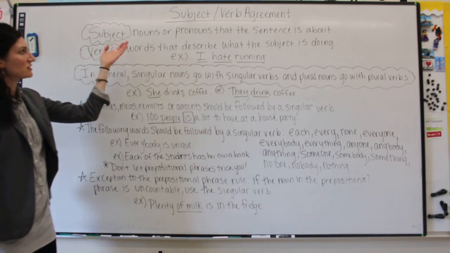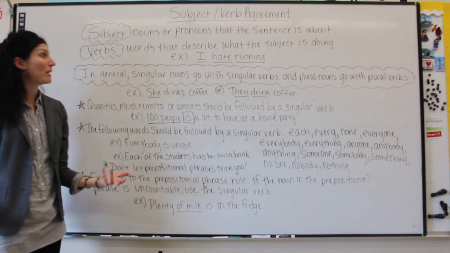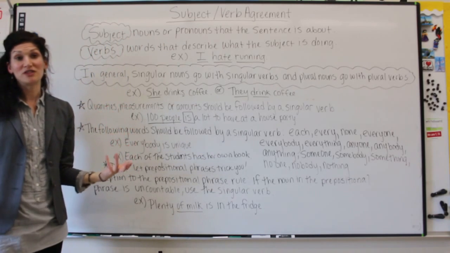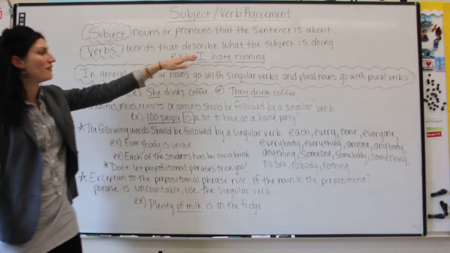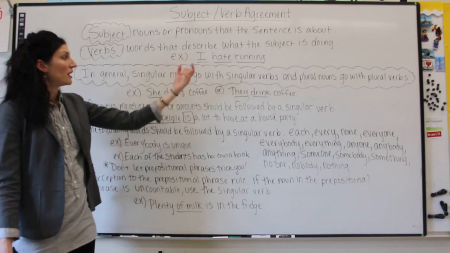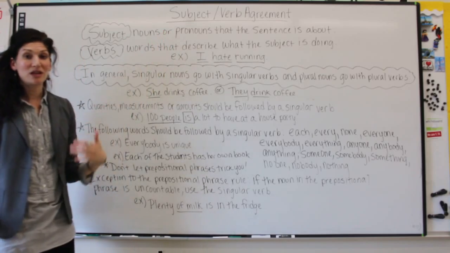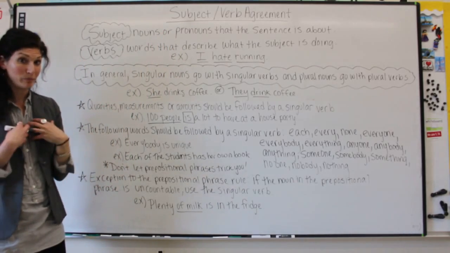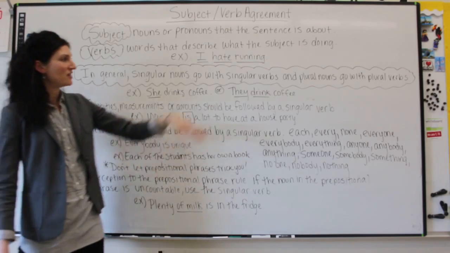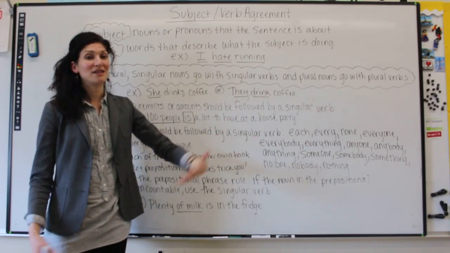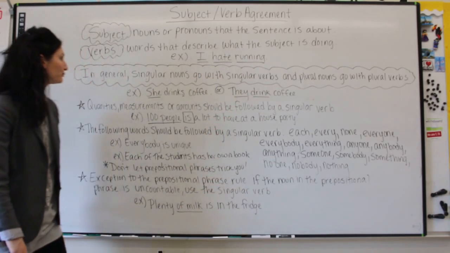A subject is a noun or pronoun that the sentence is about, and the verbs are the words that describe what the subject is doing. So in this example, we have "I hate running." "I" would be the subject because it's what the sentence is all about, me. And "hate" would be the verb because it's what I'm doing. In this sentence, "running" is the object. It's the thing that I hate.